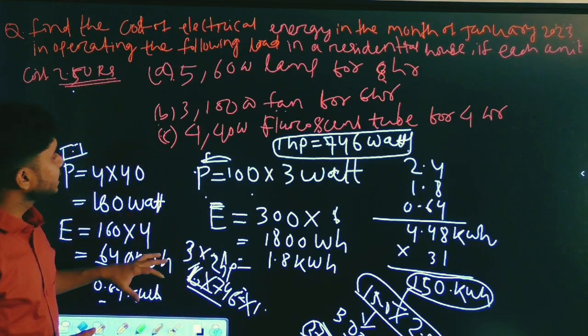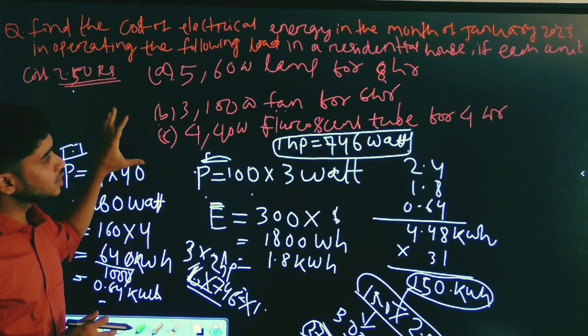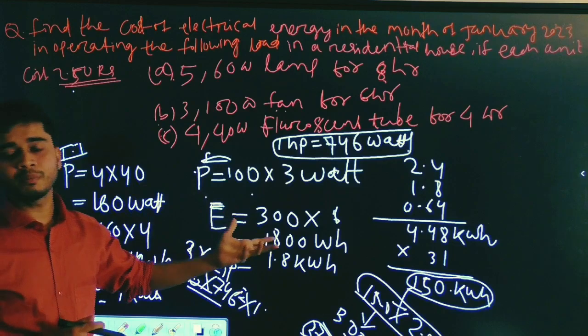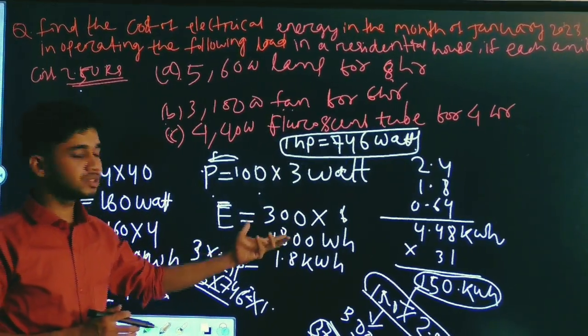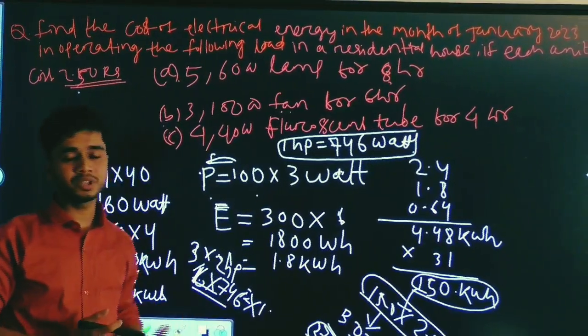Okay, I think you all understood the question. Very simple question. You have to calculate the amount of electricity you have consumed, and based on that you have to pay the amount of money to the electricity company. So this is the way you have to calculate, and finally you can calculate the amount of rupees you have to pay to the electricity company.